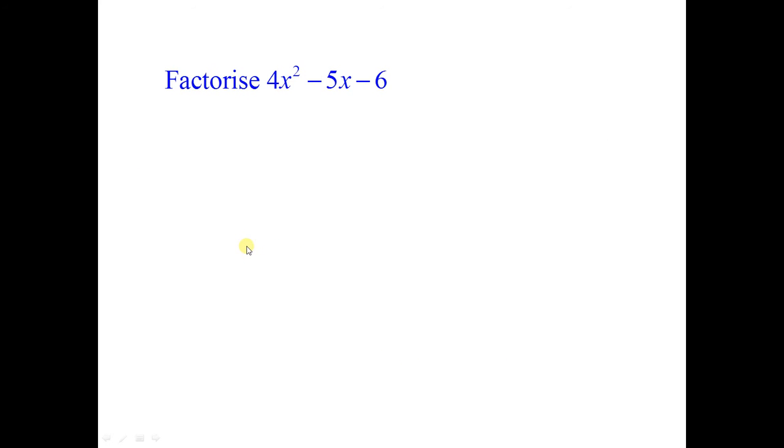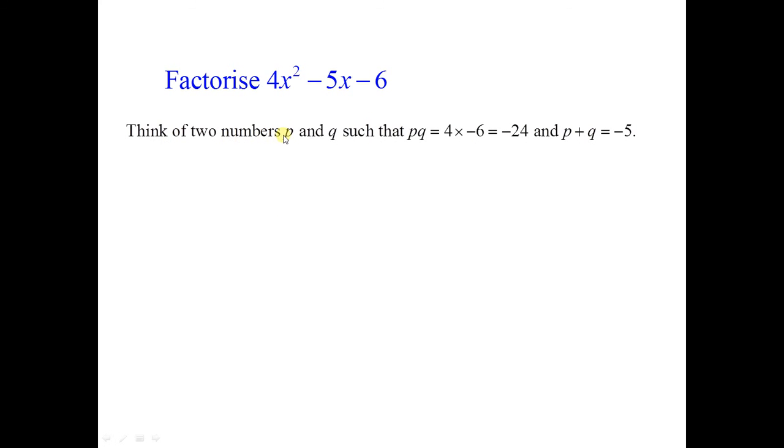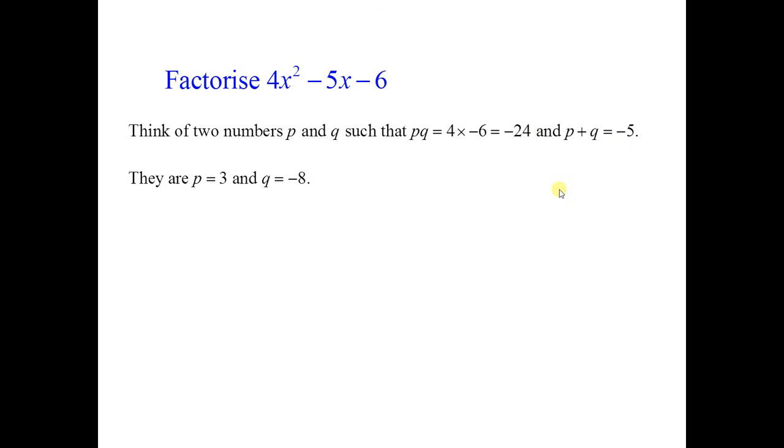Let's try another one. I need to find two numbers, p and q, such that when I multiply them I'll get minus 24. The minus 24 comes from 4 times minus 6. And the two numbers must add to give minus 5. So what are those two numbers? You multiply them, you get minus 24. You add them, you get minus 5. They are 3 and minus 8. Might take a bit of thinking, but once you've got them, then you can factorize.